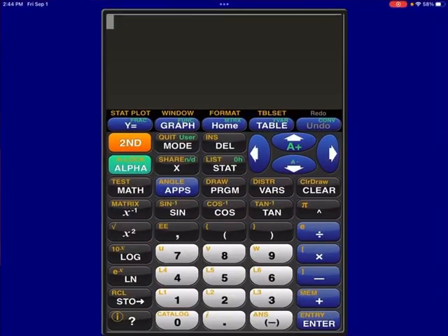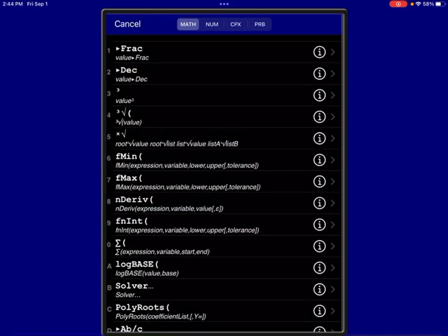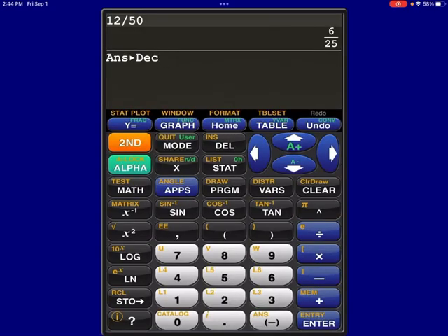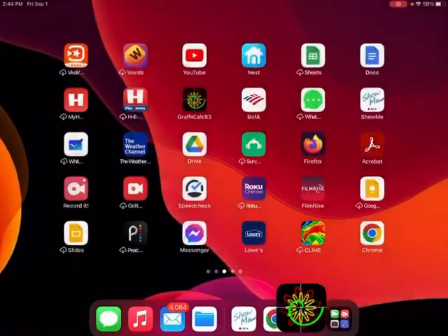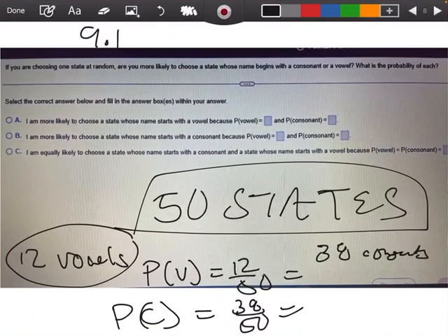Grab my calculator. 12 divided by 50. Okay, it's given to me as a fraction. I'm going to convert it to a decimal. There's a little button here that says math, and number 2 says convert that to a decimal, 0.24. All right, so let's come back over here. So as a decimal, this is 0.24.